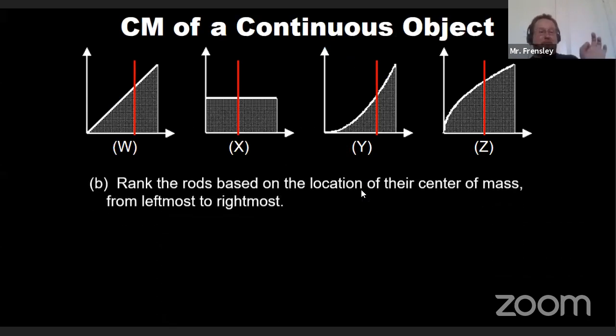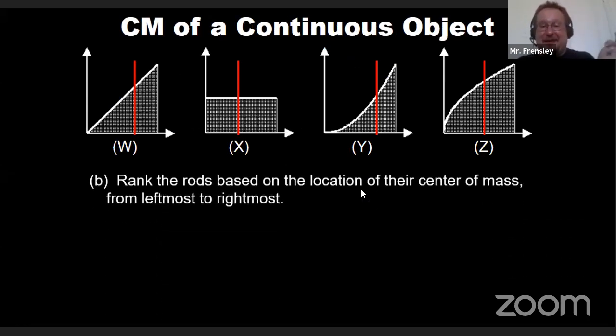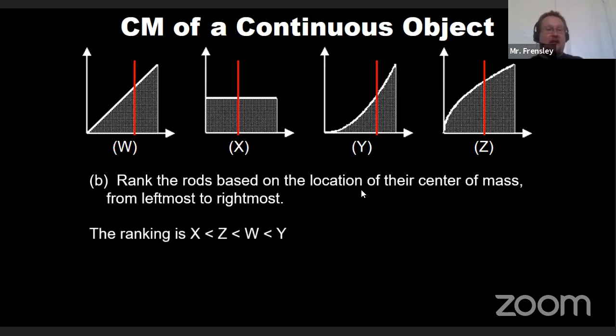Now, here's part B. Rank the rods based on the location of the center of mass. Look what I did. I sketched each of the density functions. I didn't draw them, I just sketched them. And so I'm going to say that X has the most leftward center of mass, Y has the most rightward center of mass, and W is farther to the right than Z is.